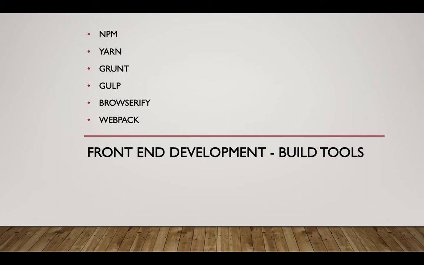Grunt and GULP both are JavaScript task runners. Some of the tasks that you want to automate in your project, for example, testing and minification, you are not going to do manually all the time while you are running your project. So it gets automated with the help of these Grunt and GULP tools.